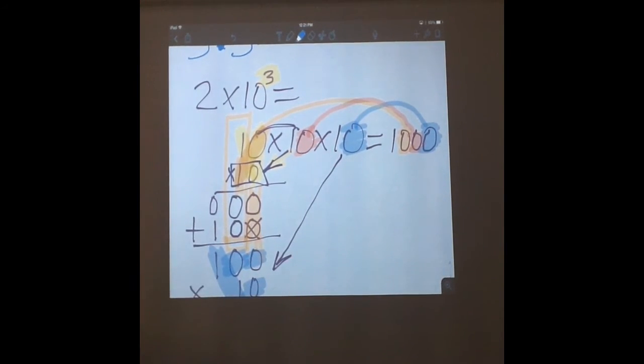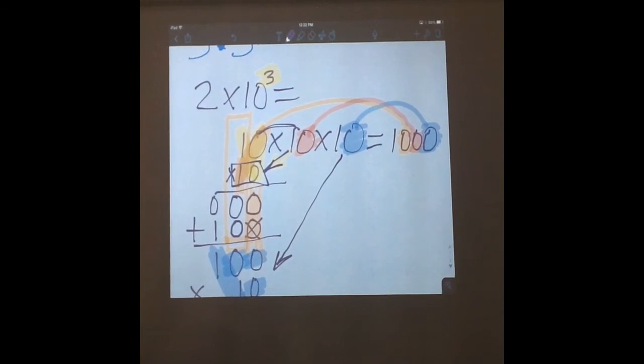So 1 times 1 is 1, right? And it's followed by 3 zeros. So when we have 10 times 10 times 10, it's the same as 1,000. Does that make sense? A little bit? It's a little freaky, isn't it? Let's see if we can do another problem, okay? And then we'll come back to this one in just a minute. Well, let's finish that one first.